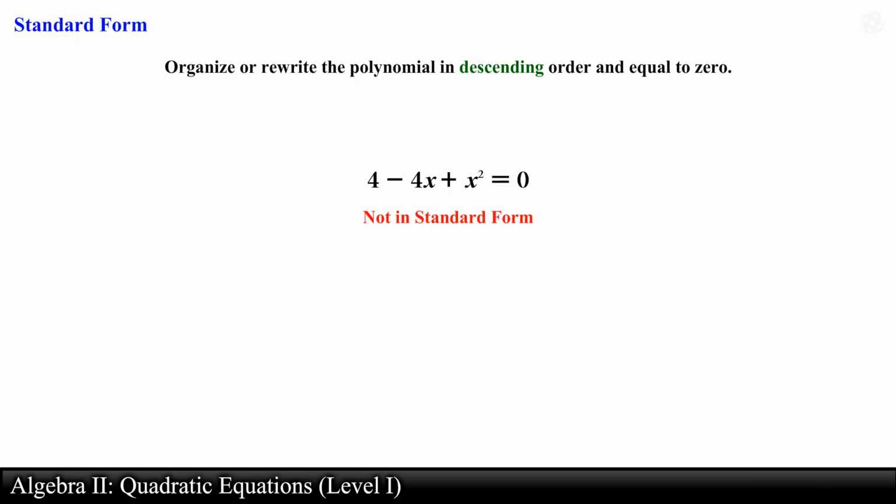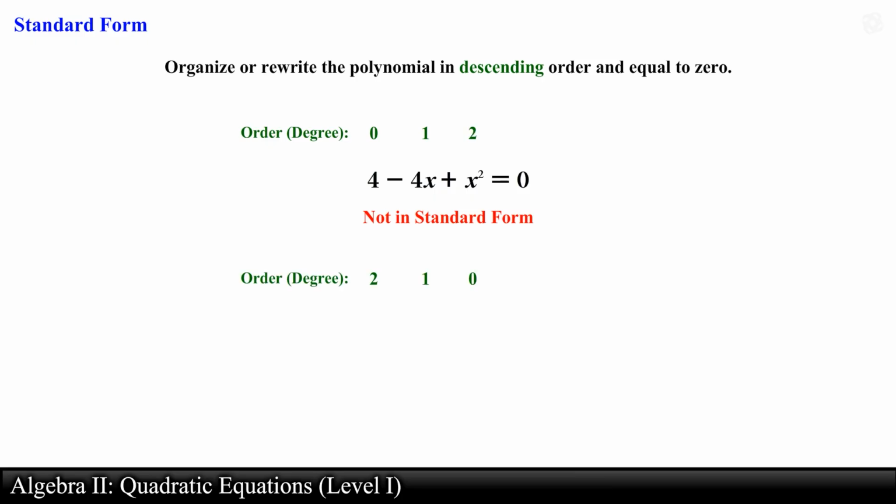Now let's talk about the standard form of a quadratic equation. When solving quadratic equations, we tend to organize the terms in an order suitable for solving. We usually want to organize or rewrite the polynomial in descending order, and equal to 0. For example, the following quadratic trinomial is not in standard form. 4 minus 4x plus x squared equals 0. From left to right, the degree or order of each term is 0, 1, and 2 respectively.